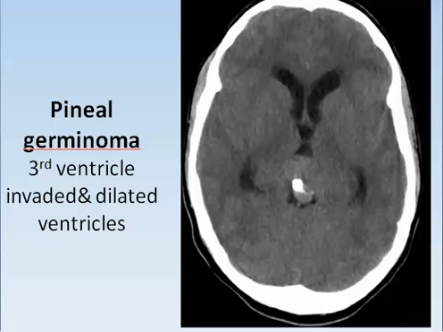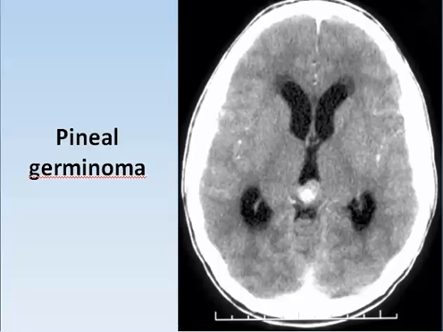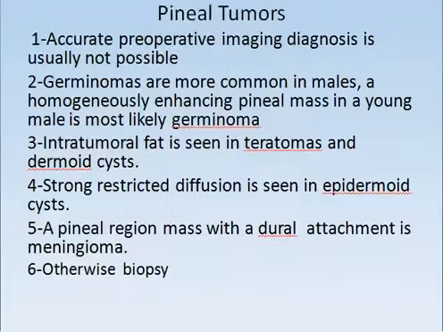So the ventricles are dilated, and the third ventricle is invaded and pushed forward by a pineal germinoma appearing in a previously calcific pineal gland. This all is the tumor. The tumor is delineated here by CSF in the third ventricle, pineal germinoma. Pineal germinoma, another one with enhancement. And as we said, germinomas are more common in males.